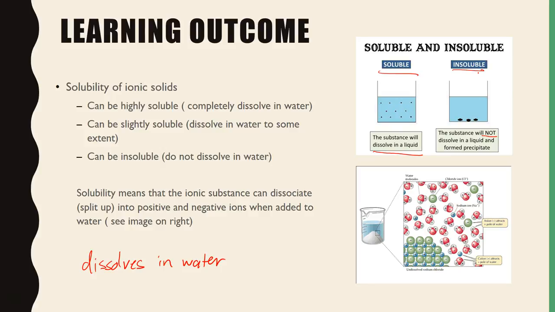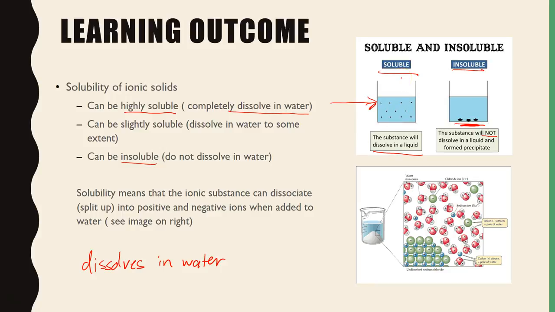So ionic solids, they can have three varying degrees of their solubility. They can be highly soluble, which means they dissolve in water, just like this picture over here, or they may only be slightly soluble, so only some of it will dissolve in water, or they can be insoluble, which means they will not dissolve in water, as shown in this image here. So insoluble is over here, soluble is here.